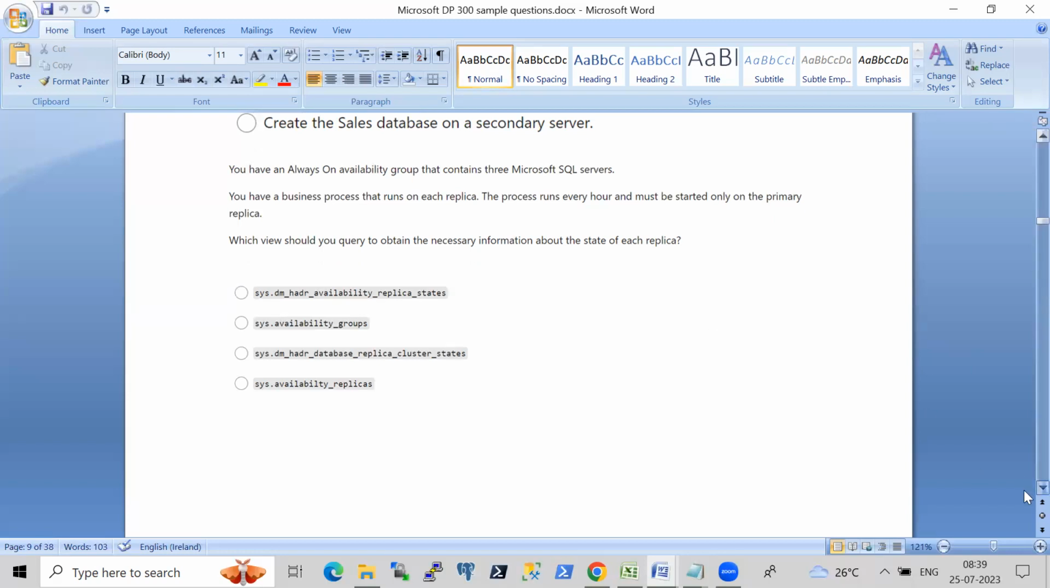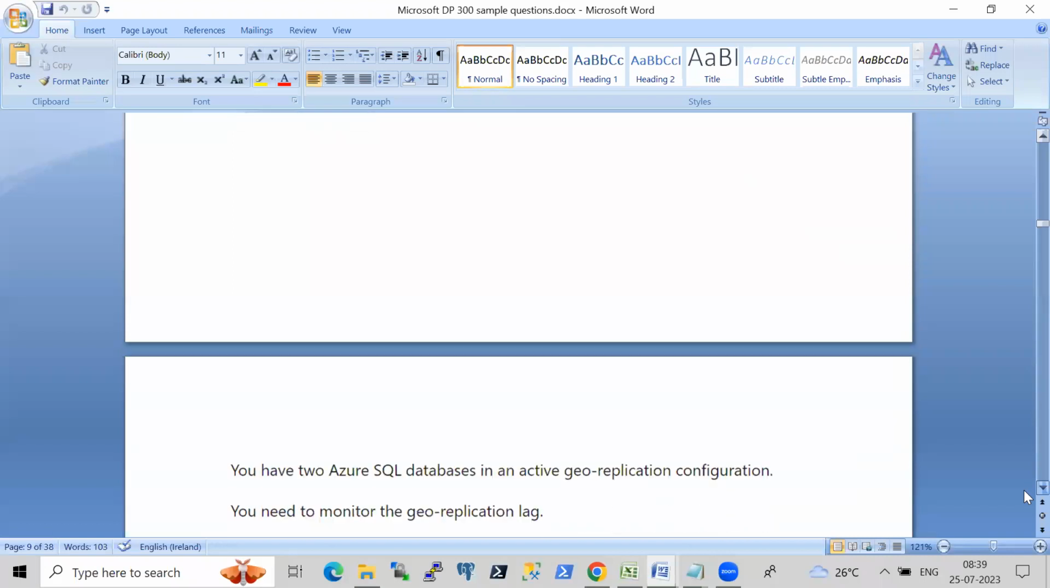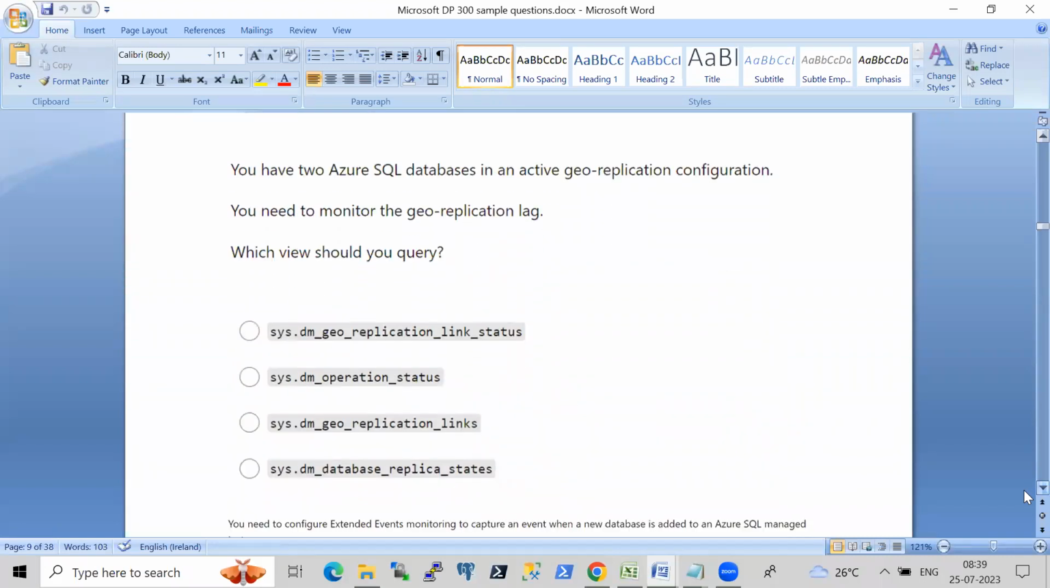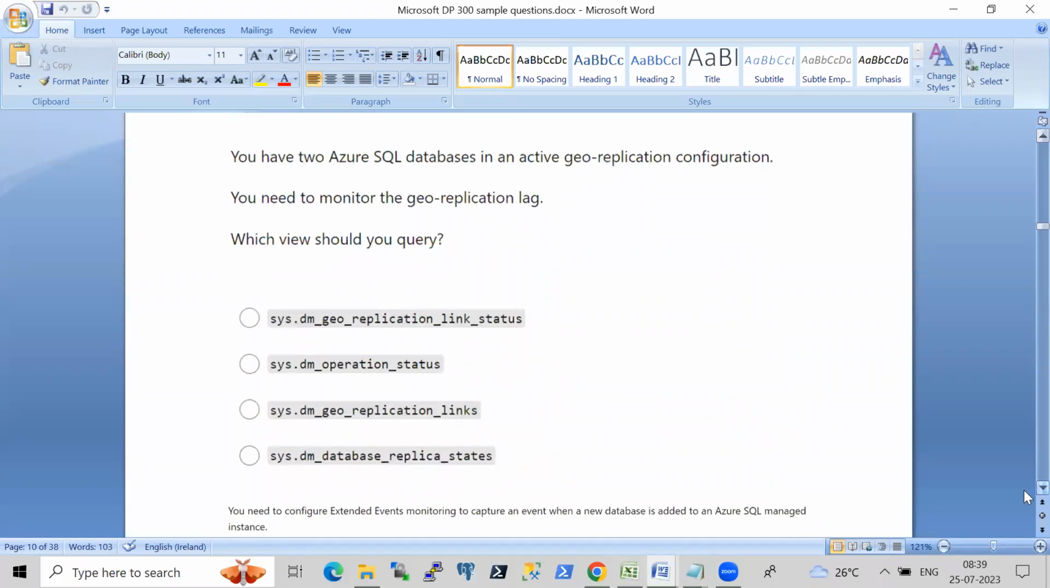Okay, let's move on. This is about geo replication on Azure SQL. Which query do you use to find out the lag between one region and another region, out of these four?